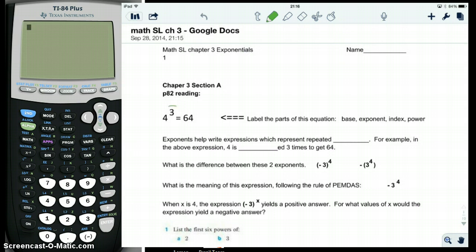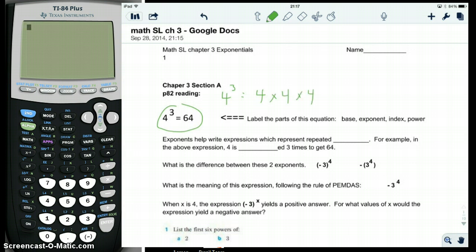This is just an expression. I'm sure you've seen something like this before. It's an exponent, and we're just going to review that a little bit during the next couple sections. 4 to the third power, if you remember, is equal to 4 times 4 times 4.